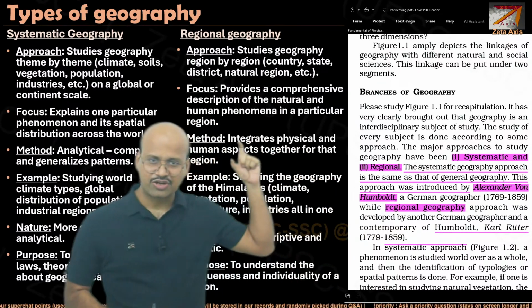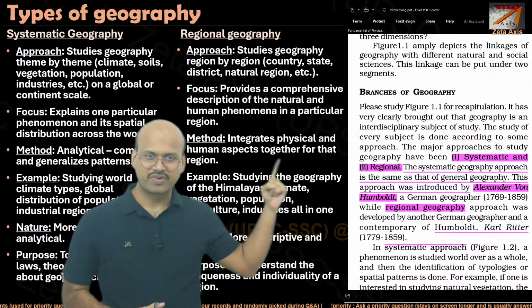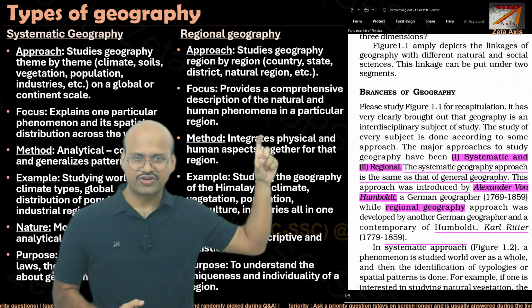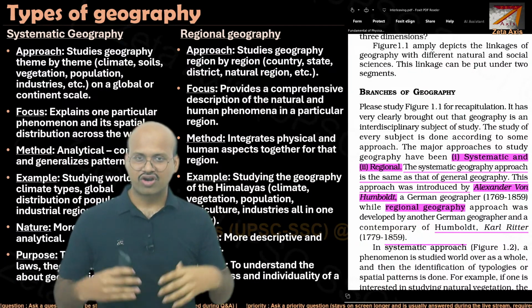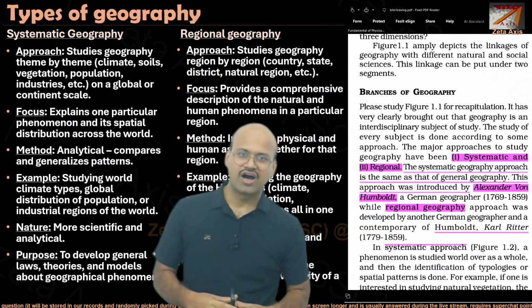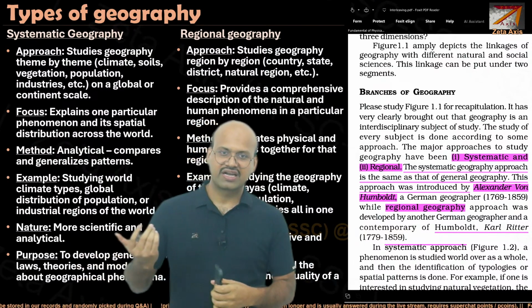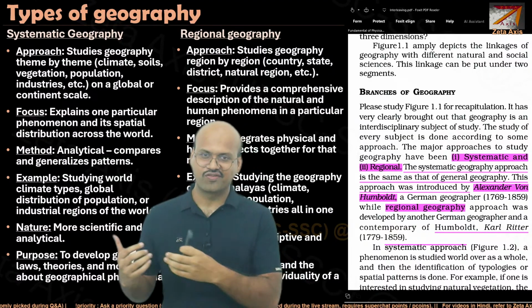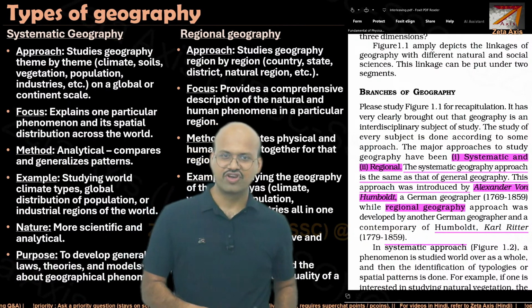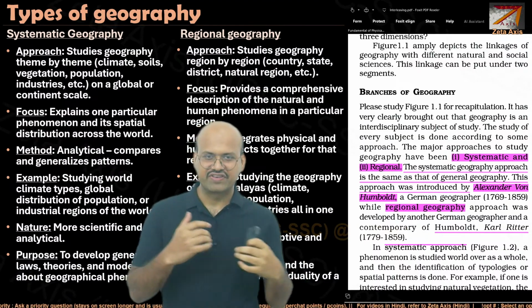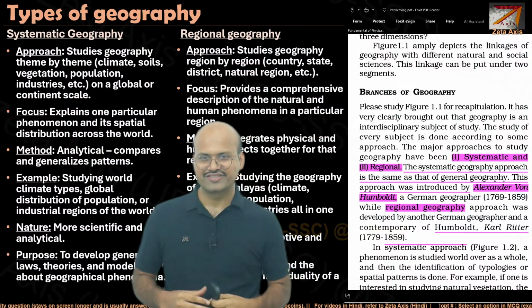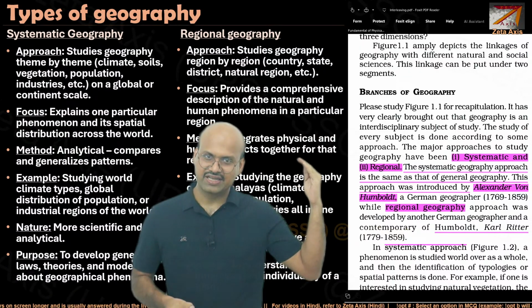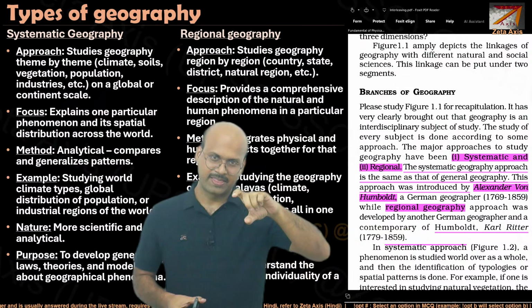Here we are trying to understand that regional geography reintegrates physical and human aspects together for that region. We are trying to understand that whole region, what has happened over there, what were the cultivating activities of the people who were there, what fertilizers were used, whether those fertilizers led to harm of the cropping, whether there was a shift in demand, which is why the cropping has changed. So this is basically understanding that particular region.